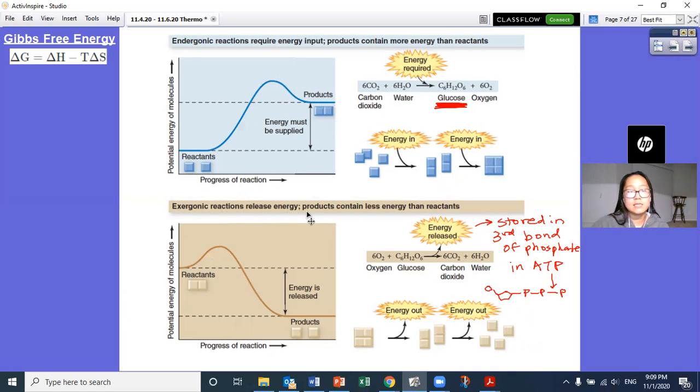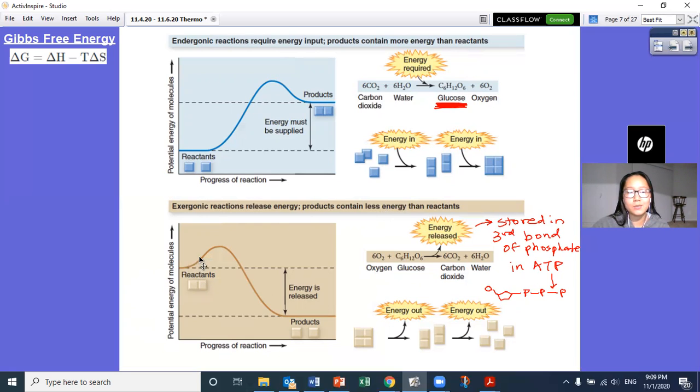Exergonic reactions release energy, so products contain less energy than reactants. And again, when we're saying this energy, we're always talking about potential energy here, okay? So if you take your reactant and you want to break it down, it's going to release energy because that bond energy now is going to be given up. The bond is no longer there.